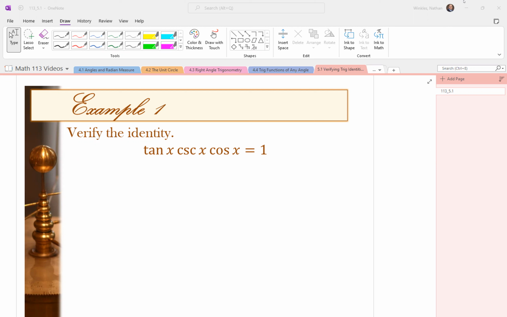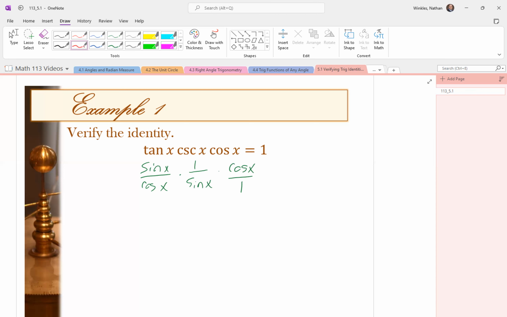First thing that I see in my head is we're going to work with the left side because it's the most complicated looking. I would actually apply the piece that told us to break everything down into sine and cosine. So we know that tangent is sine of x over cosine x. Cosecant of x is 1 over sine x. And then we have cosine x over 1.